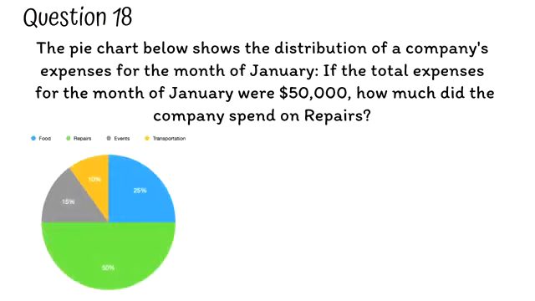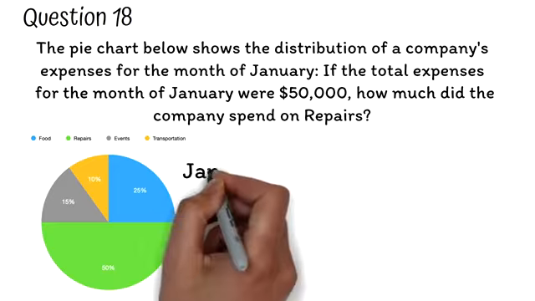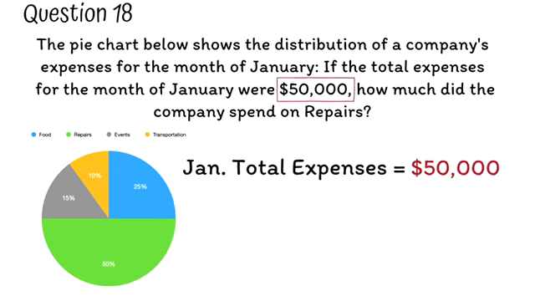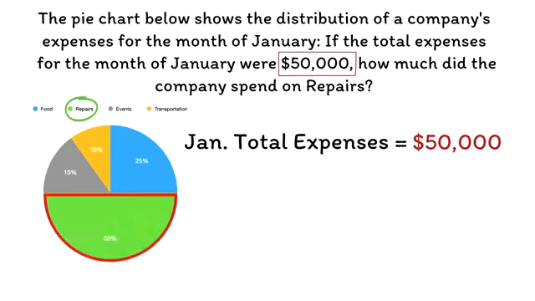Question 18. The pie chart below shows the distribution of a company's expenses for the month of January. If the total expenses for the month of January were $50,000, how much did the company spend on repairs? With the information given, the total expenditure of the company in January is $50,000. From the pie chart, we are also given that 50% of the total expenditure was on repairs.